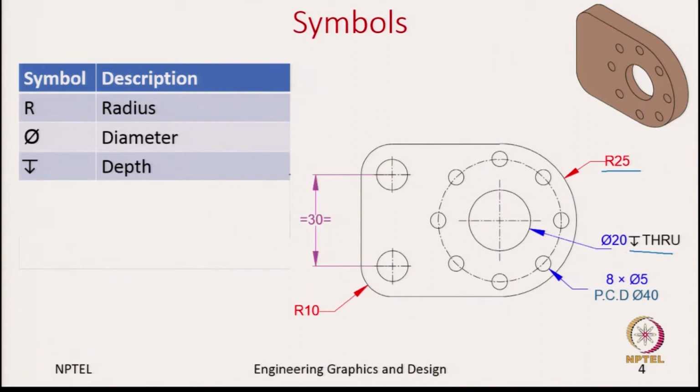This symbol we have is the symbol for depth, saying that if you are looking at this hole, we notice that it is a through hole because you are able to see the back of the object.